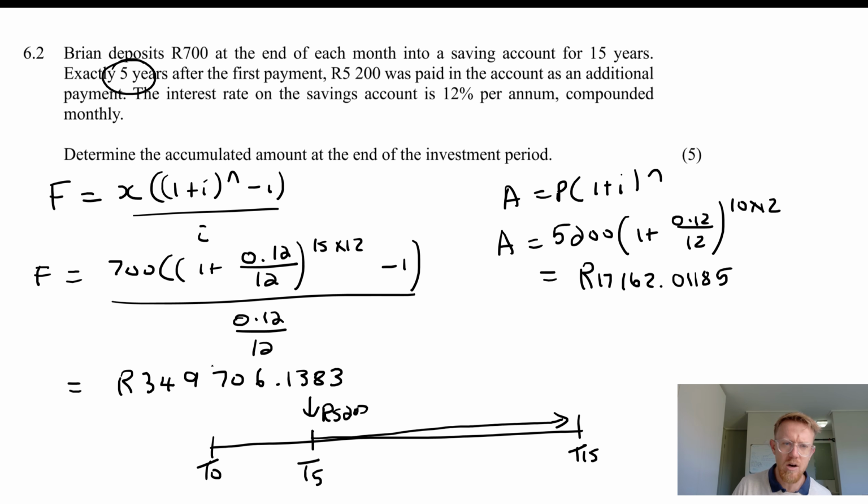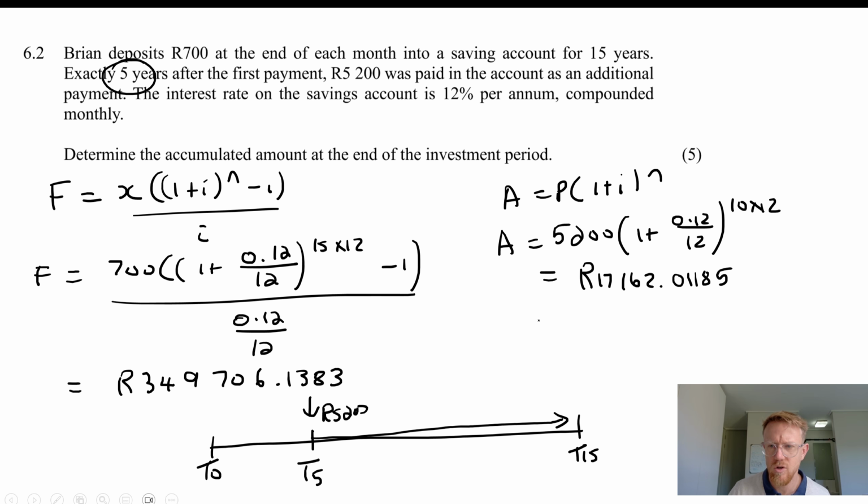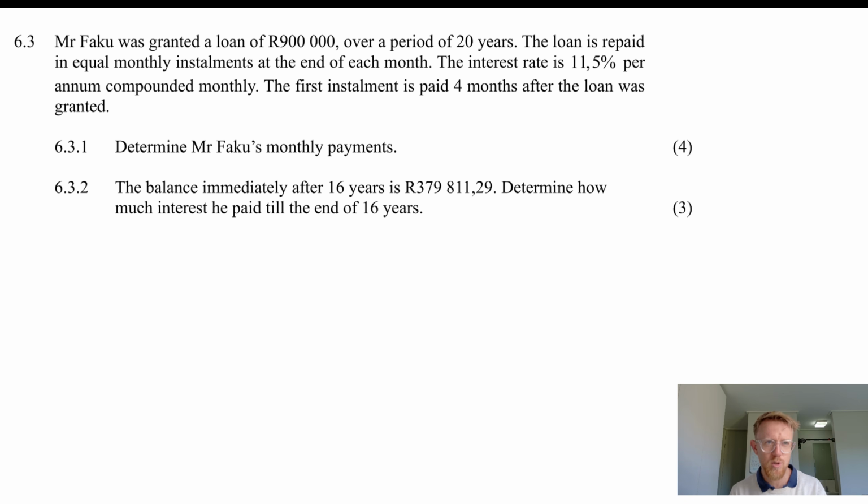Okay, now we are just going to go and add these two numbers together. And so if we then add that together, so we should eventually get our final answer as 366,868.15.